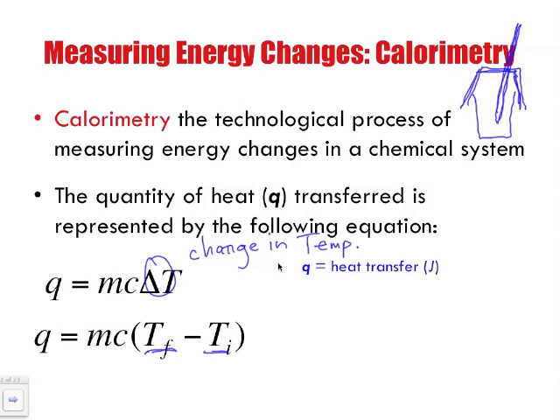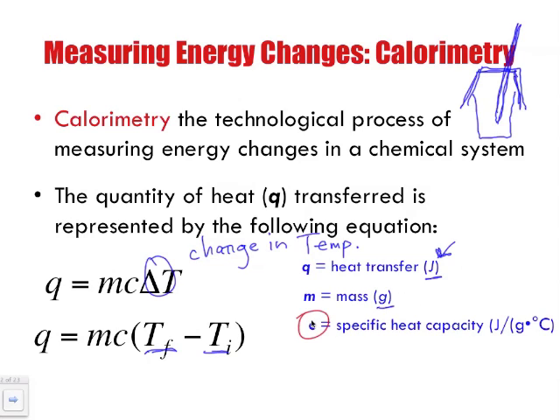So let's look at what these letters represent. Q is the heat transfer, and note Q, we're going to be using joules. Mass is our m. Mass is in grams. So these units are really important to use for the sake of this following, the specific heat capacity. This here is going to be pretty much given.